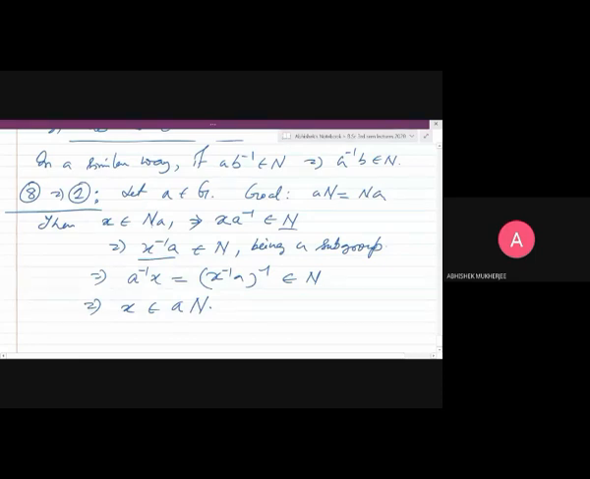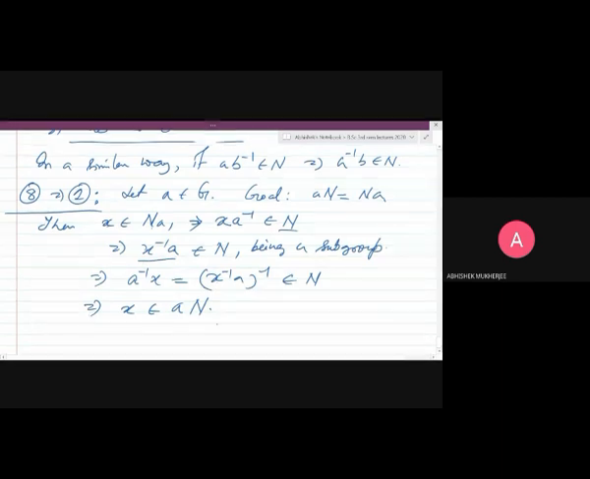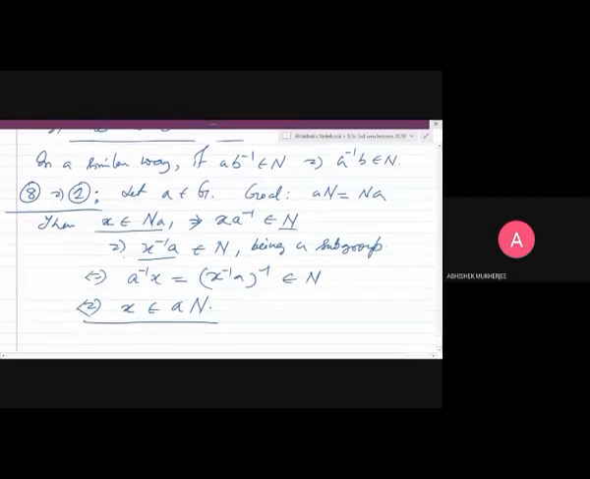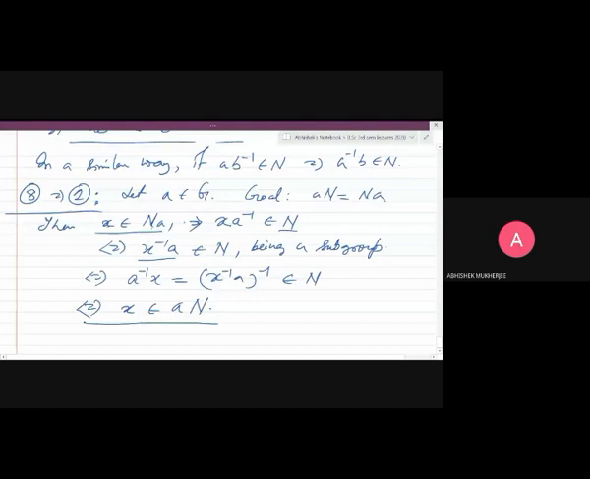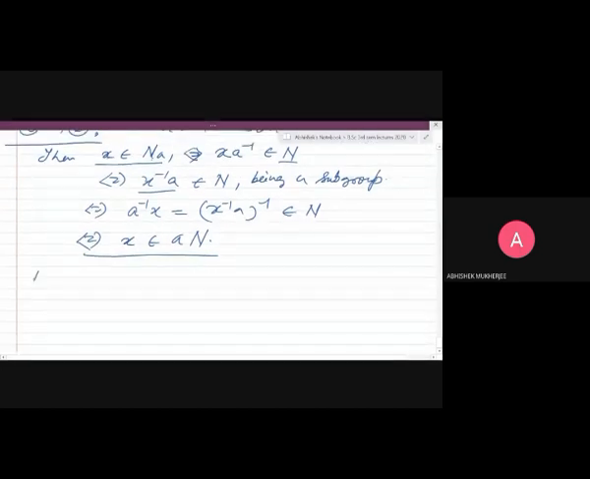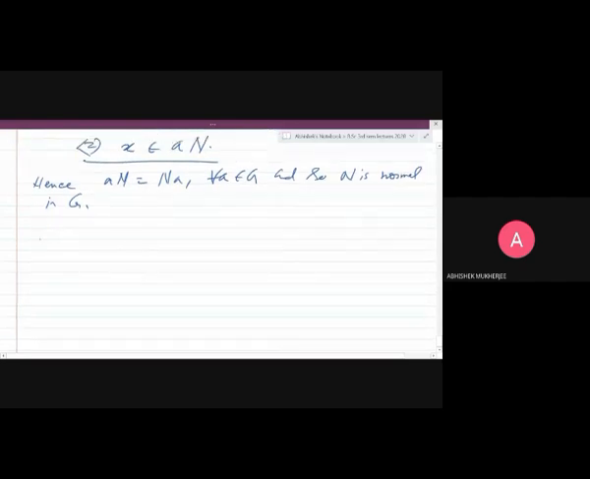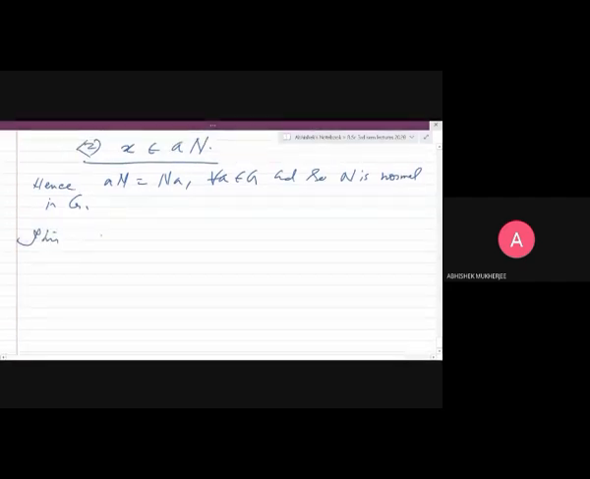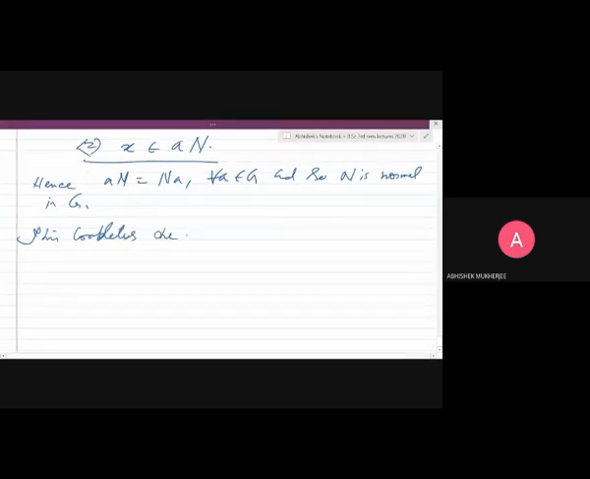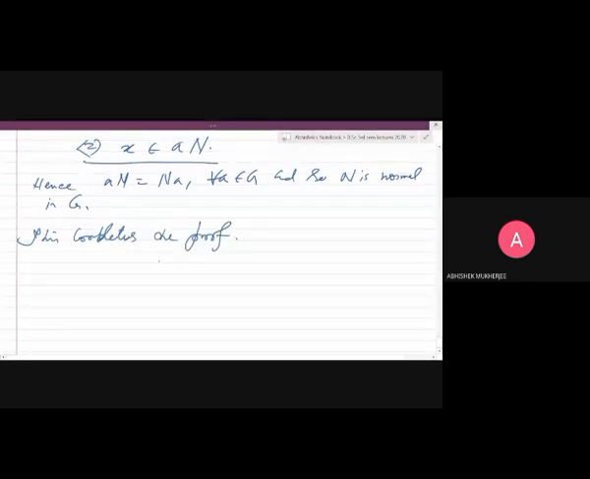And you can apply the same process by starting this step towards this one. That is, this implies this, implies this, implies this, and this. So hence, N is equal to NA for all A belongs to G, and so N is normal in G. So this completes the proof. So I would like to end this session here. Okay.